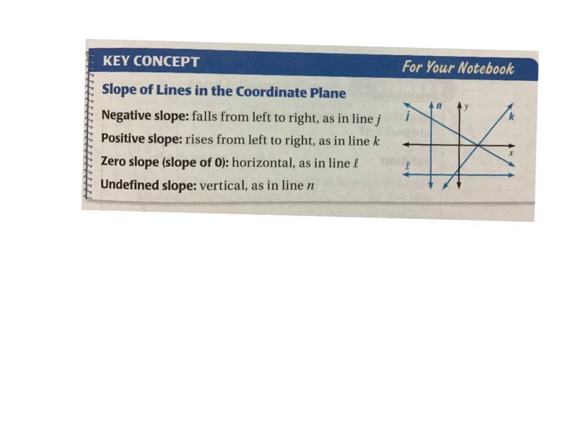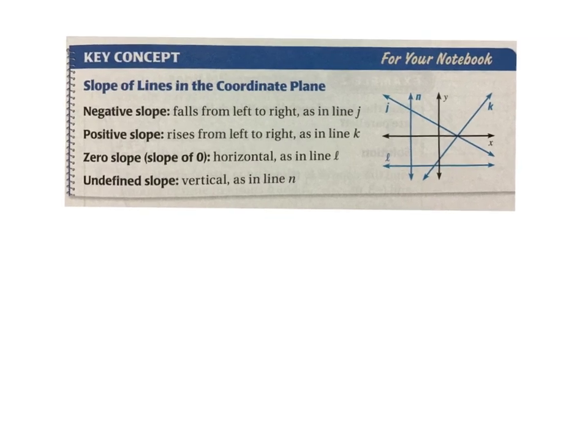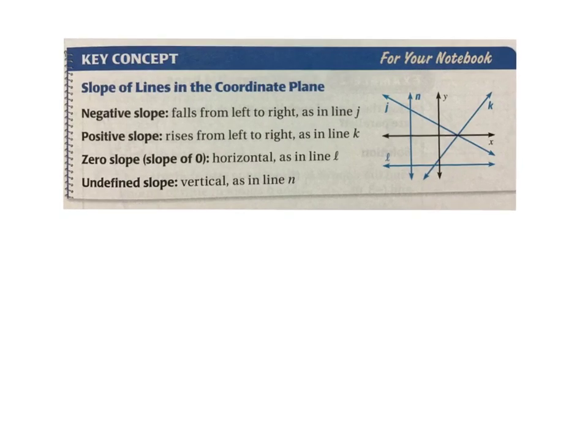To refresh your memory, they gave you some key concepts. That just talks about the different types of slopes. A negative slope, as you look left to right, goes down left to right. A positive slope rises from left to right. A zero slope is a horizontal line, and a vertical line is considered an undefined slope. So if they ever ask you to describe the slope, these are the 4 ways you could describe it.